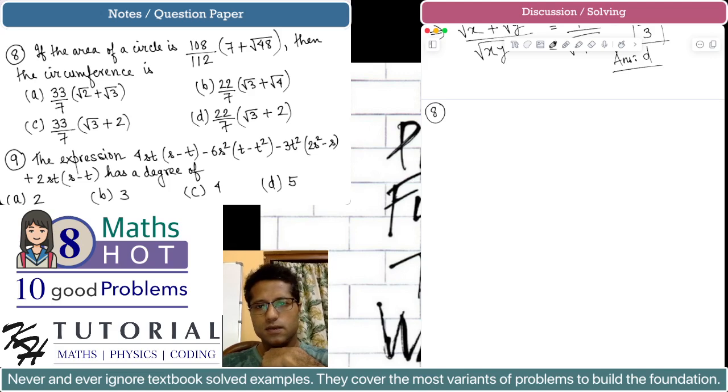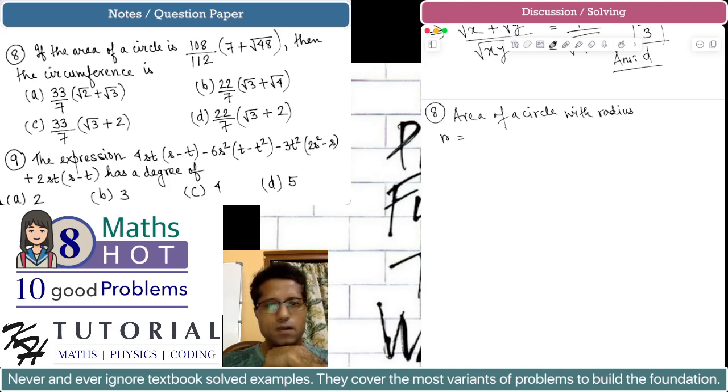Okay. So the area of a circle with radius r is, we know, equal to pi r square, and always consider pi to be 22 by 7. I think the problem does not say anything about the value of pi. You can consider the value of pi as 22 by 7. As you can see, some choices have 22 by 7. So we know that the area of a circle with radius r is pi r square.